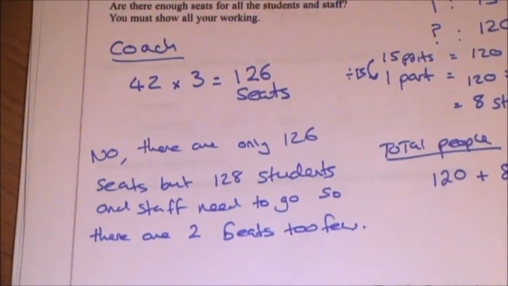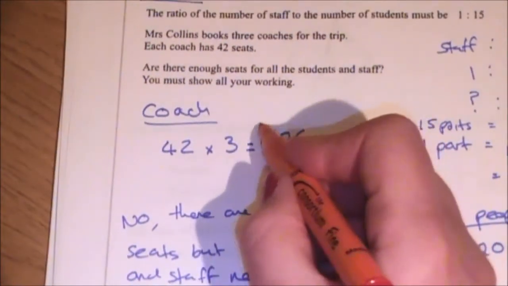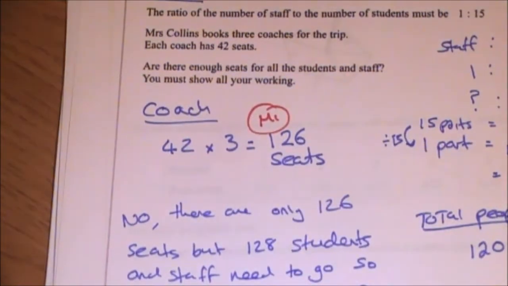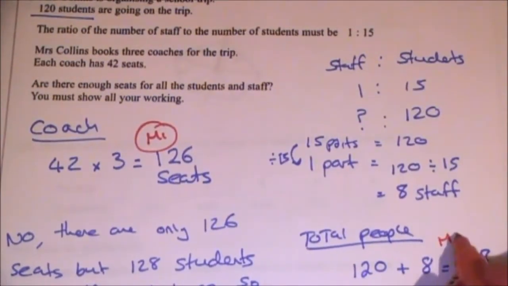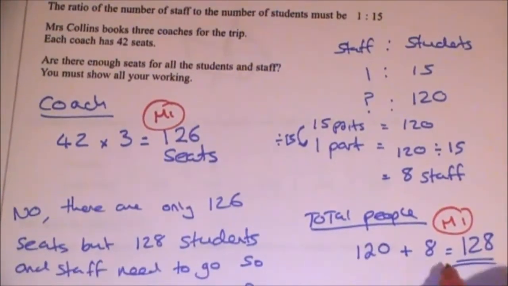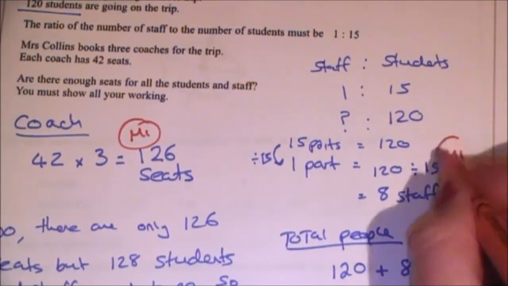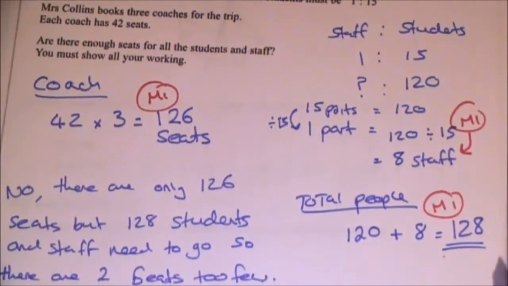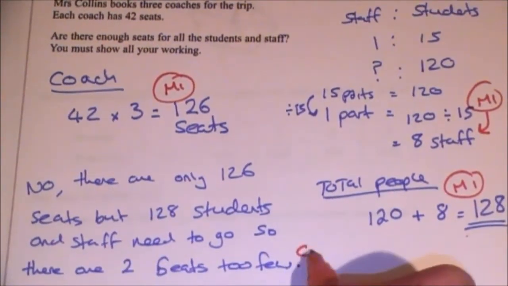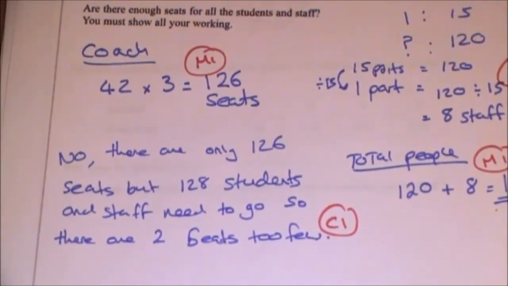With regards to how this is marked, you get 1 mark for working out how many seats are on the coach. You get a 2nd mark for here, and that's working out the total amount of people. You get another mark up here for showing that you know how to find what one part is. And then you get your C1 down here for the communication of the answer.